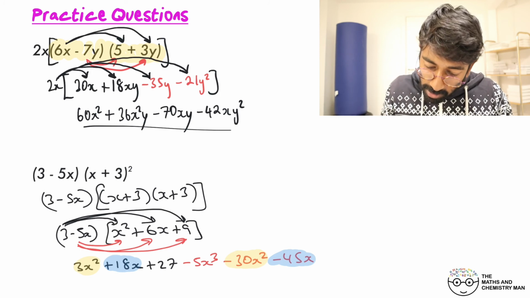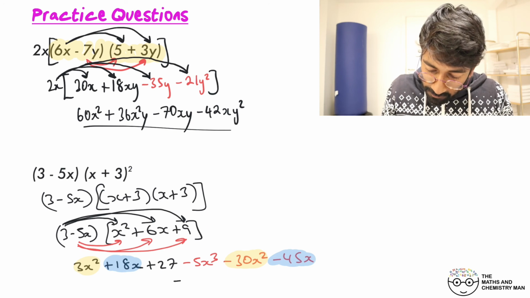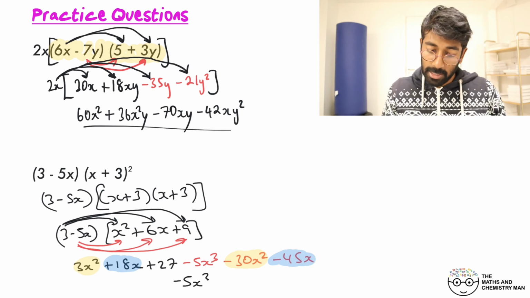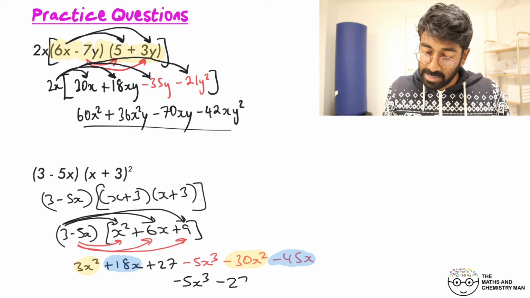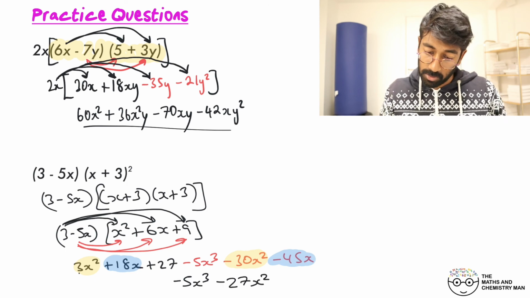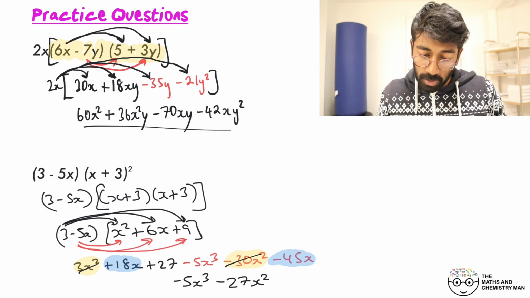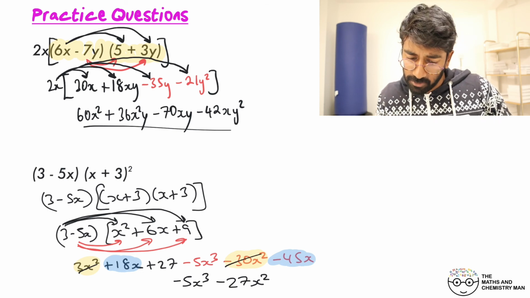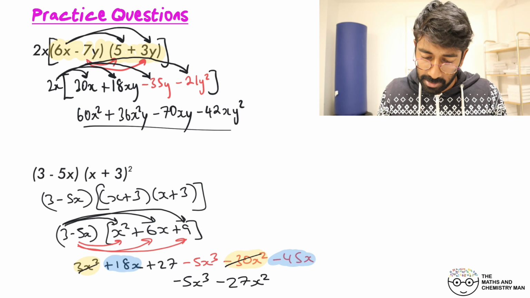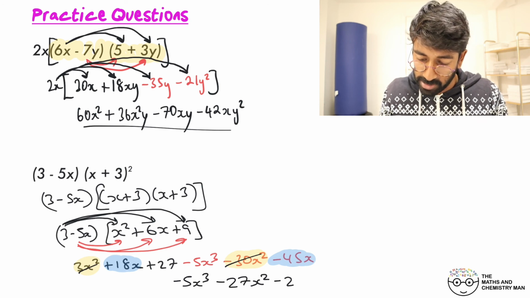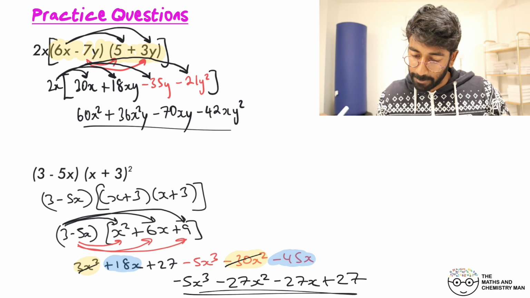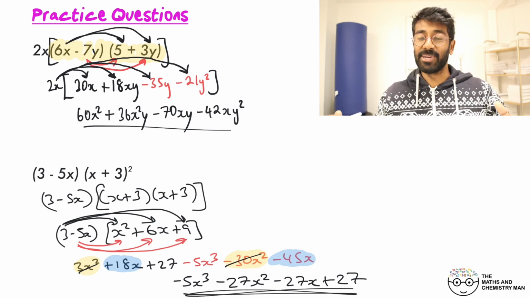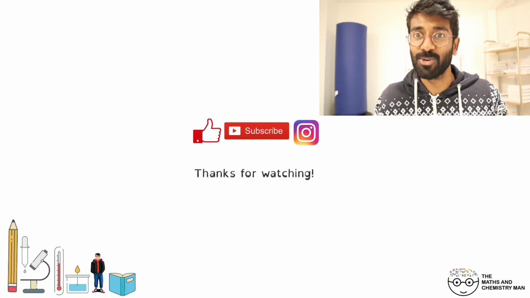So what have we got? Let's start with the x cubed. That's minus 5x cubed. And then we'll have, there we go, minus 27x squared. That's those done as well. And then we've got, what's this, 18x minus 45x. Ooh, seems like 27, so minus 27x, and then plus 27. Okay, there we go. So hopefully you got all of those correct.